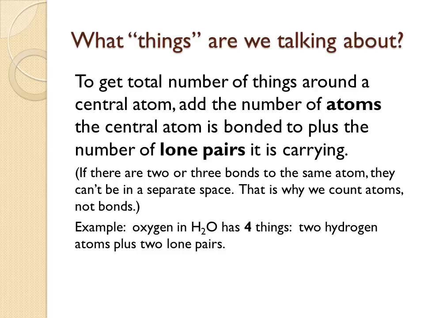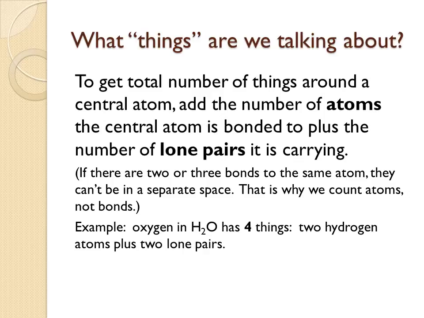So we can't count the bonds though, we have to count the atoms, because if there are multiple bonds to the same atom, those can't be in different spaces. You can't have a bond to an atom 180 degrees away from another bond to that same atom. If a couple bonds are going to the same atom, they have to be in the same space. It just works out that way. So we have to count the atoms, not the bonds that the central atom has.